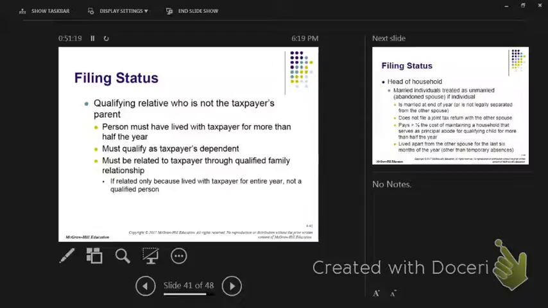A qualifying relative who's not a parent does need to live in the house for more than half the year. They do need to qualify as a tax dependent, and they must be related through what they call a family relationship. If they're only related because they live with you, they have to live with you for the entire year. So outside of your cousin, who can never be that person, a friend would have to live with you for the entire year to be a qualified person for head of household.